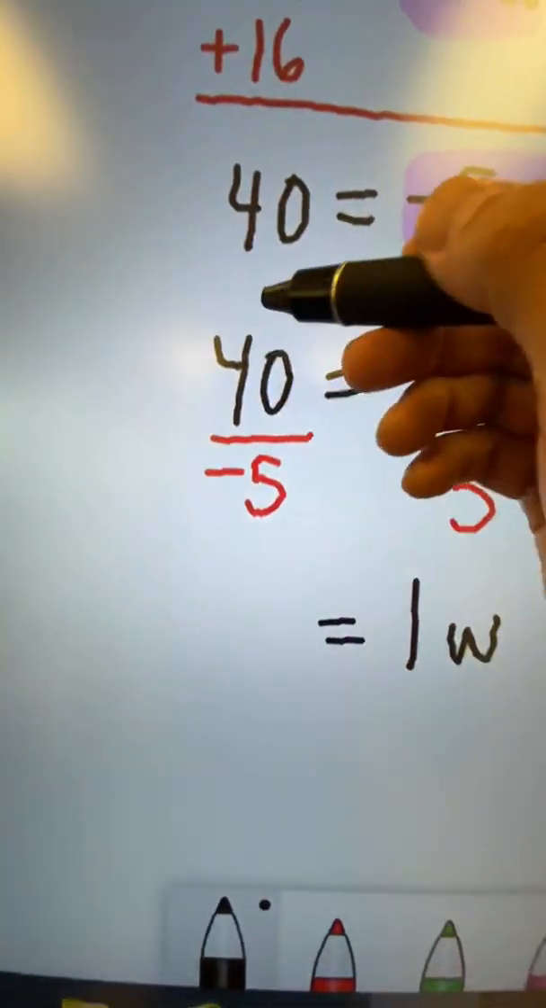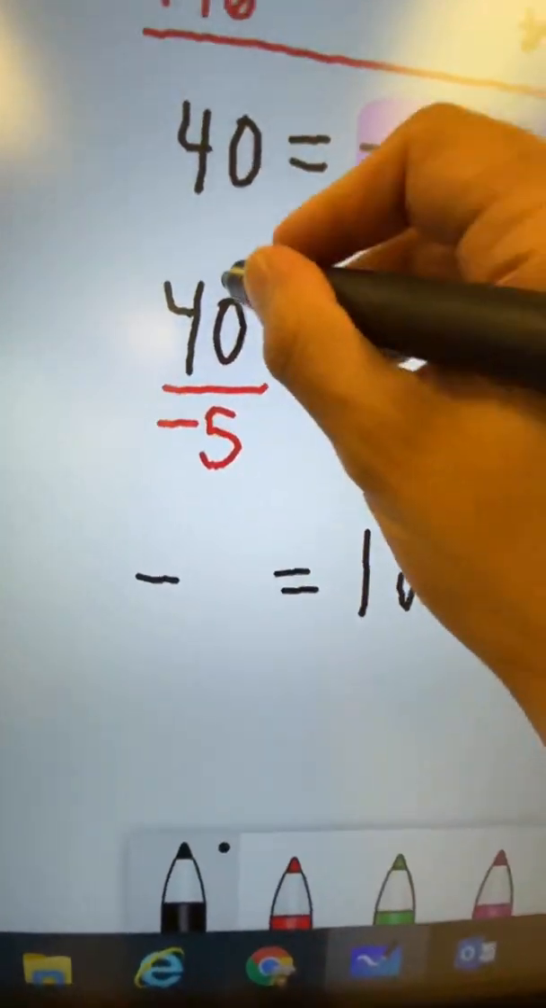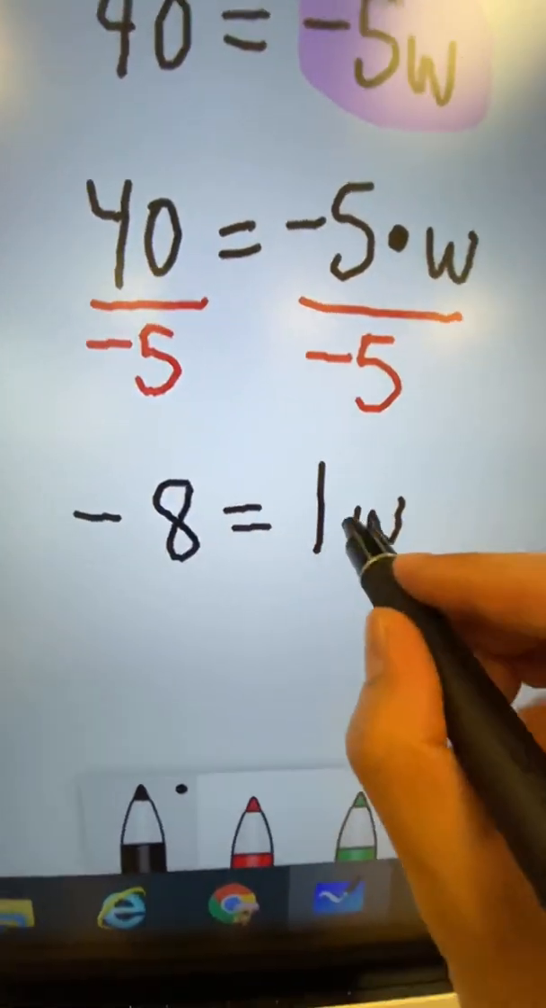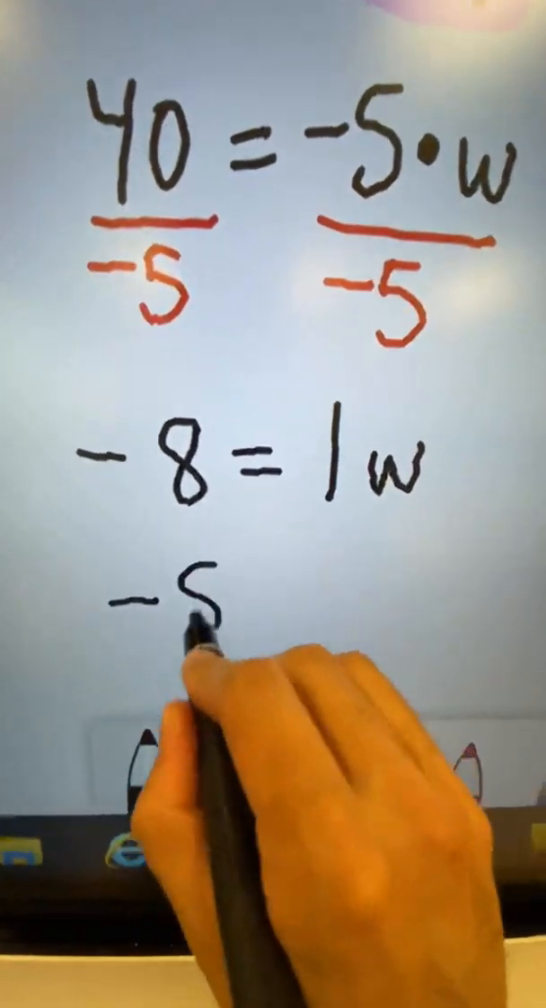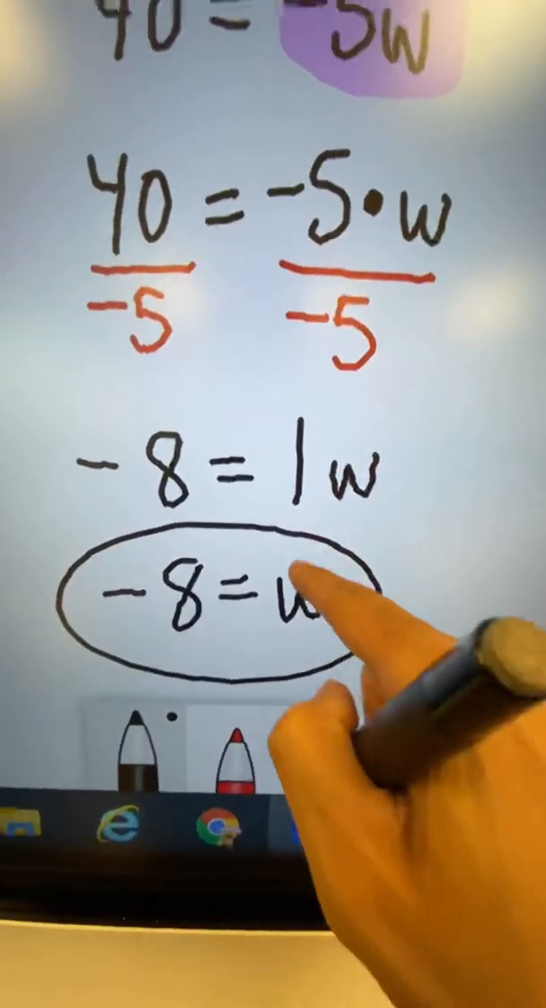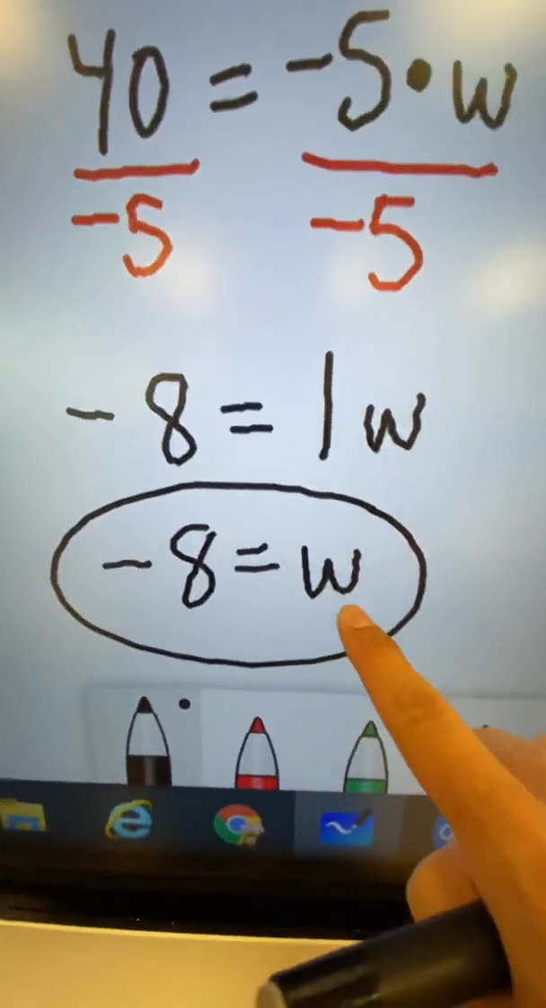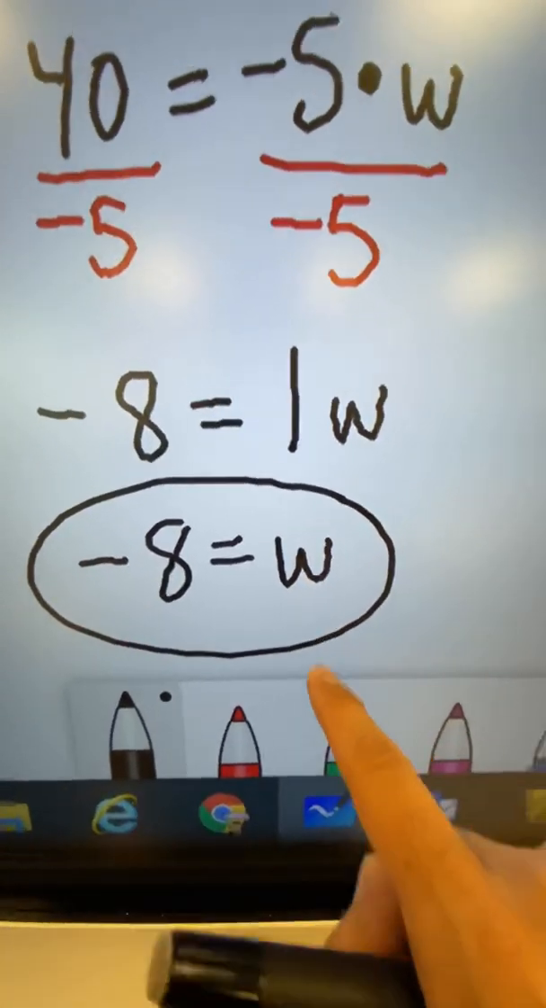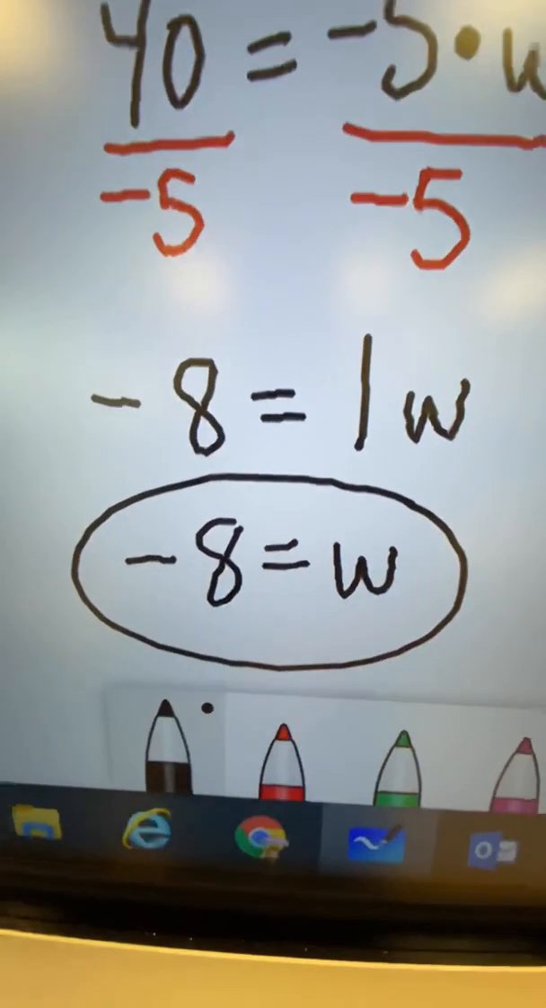And a positive divided by a negative is a negative. 40 divided by 5 is 8. And keep in mind, we don't usually write the 1. So your final answer should be negative 8 equals w. So again, these mean the same thing. We just don't usually write the 1 down because if you look at it, there's only one w there. So the answer for this is w equals negative 8.